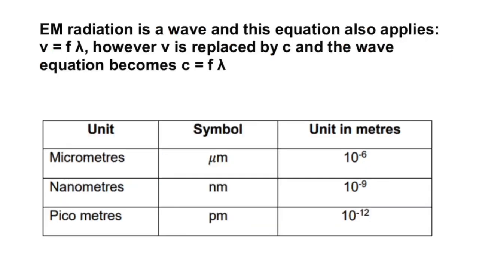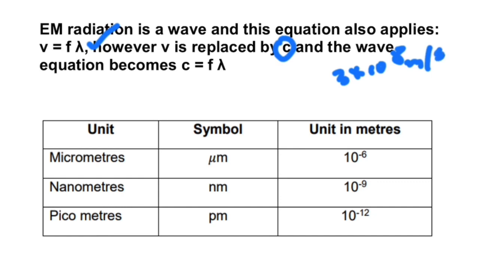Let's carry on. The wave equation also applies here. We have the velocity being equal to the frequency multiplied by the wavelength. But the difference is that the velocity is replaced by c, which is the speed of light. c is usually referred to as the speed of light, being 3 times 10 to the power 8 meters per second.